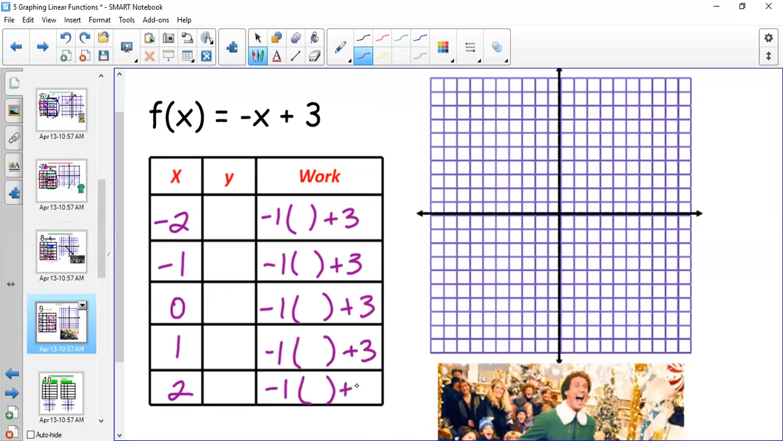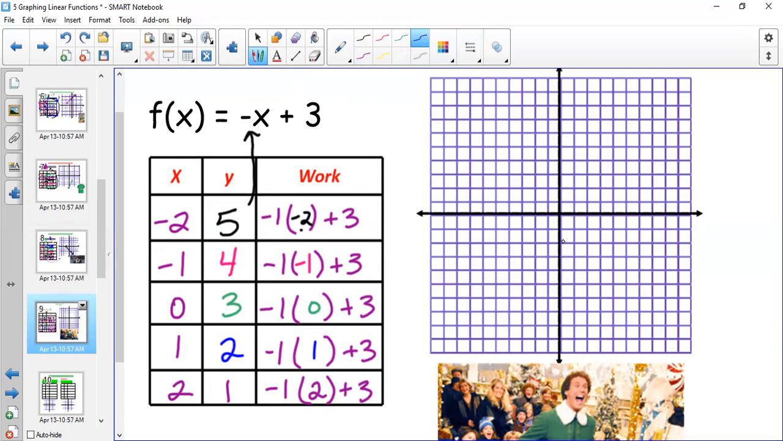So if you did your math correctly, the first one, you would have gotten +2 plus 3, which was 5. The second one, you would have gotten +1 plus 3, which was 4. The third one, you would have gotten 0 plus 3, which was 3. The fourth one, you would have gotten -1 plus 3, which was 2. And the last one, you would have gotten -2 plus 3, which was 1. And guess what? Our pattern was going down by 1, which matched our coefficients.